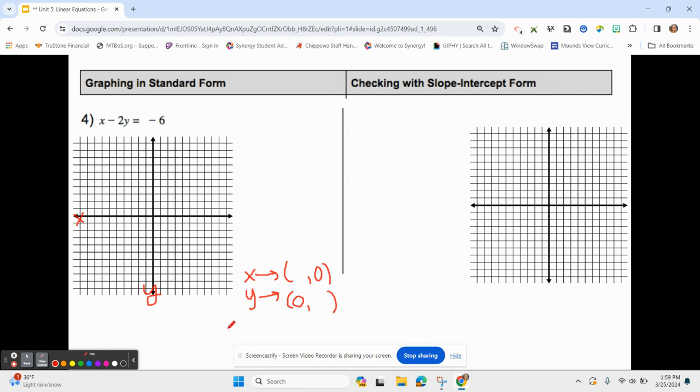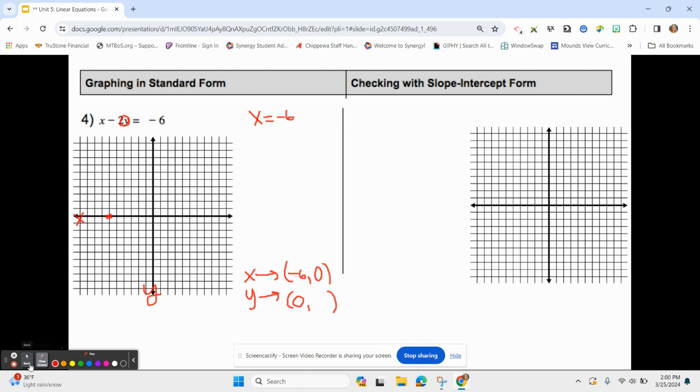So let's do our x-intercept. I'm going to put my 0 in for y. So it turns into 2 times 0, which is just a 0. So I've got x minus 0 equals negative 6. So again, x on this one immediately is negative 6. And so on the x-intercept, I'm going to go left 6: 1, 2, 3, 4, 5, 6. There it is.